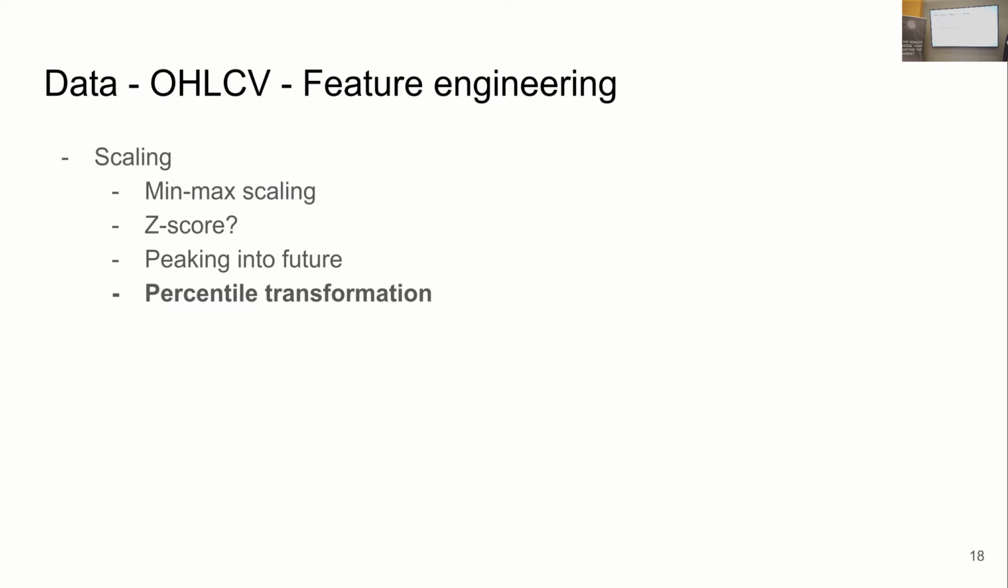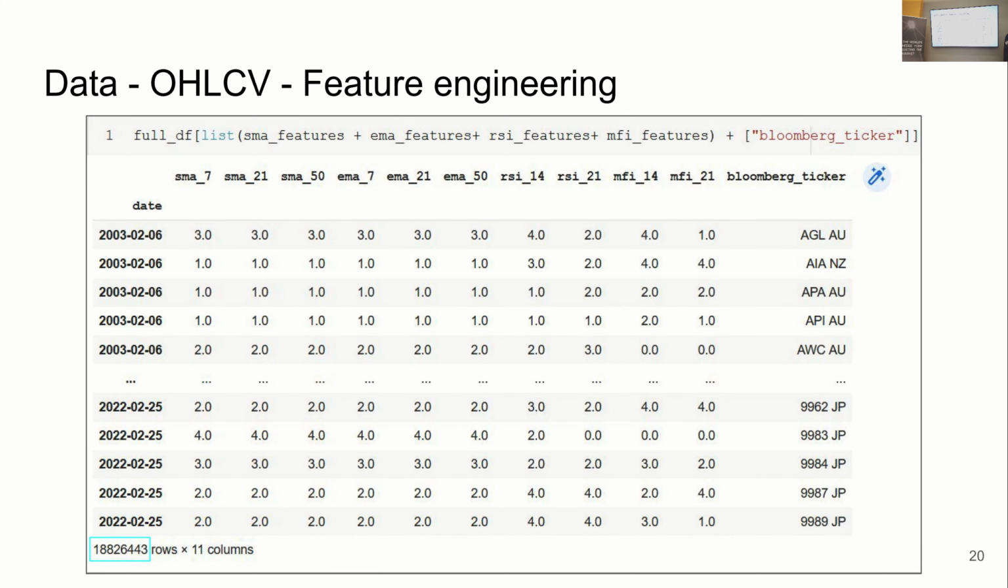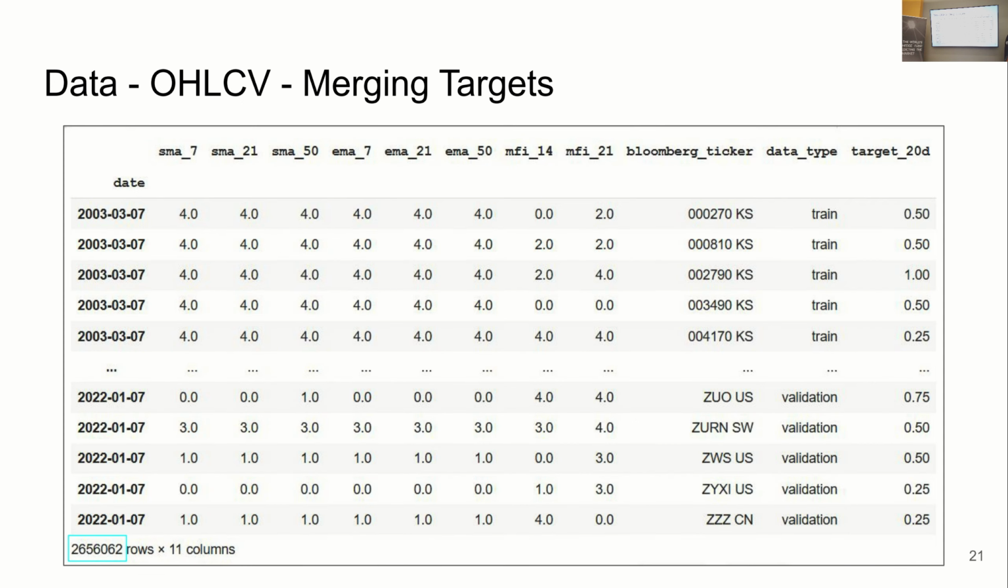We can use percentile transformation, quantile-based discretization, which brings it into the classic format that we'll see. After that, it looks like this. This is very similar to classic data, except we don't have the target yet, which we'll be adding. After merging the target, this looks exactly like the classic tournament. We just need to replace the date column with era, and now all your models that work in classic now work on this one.